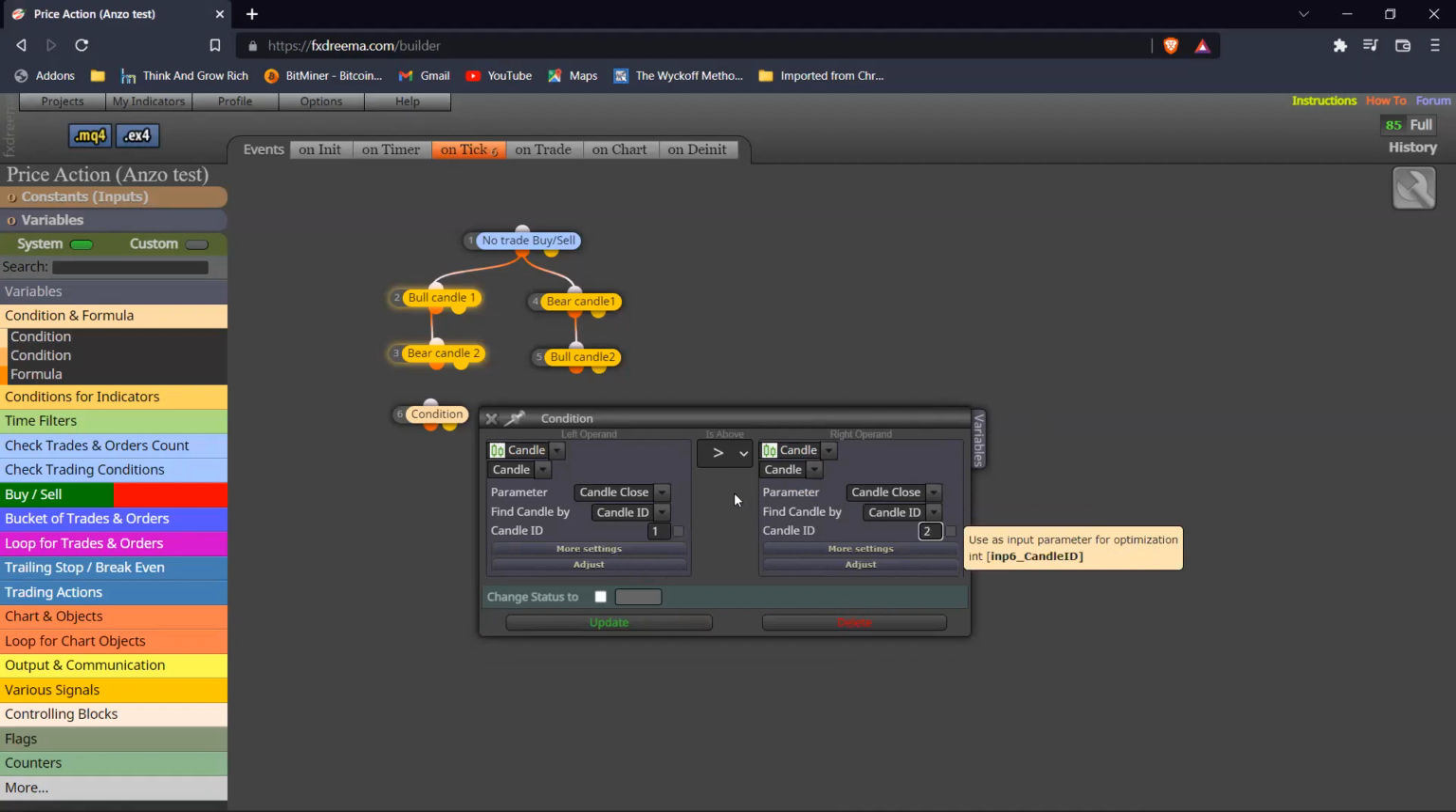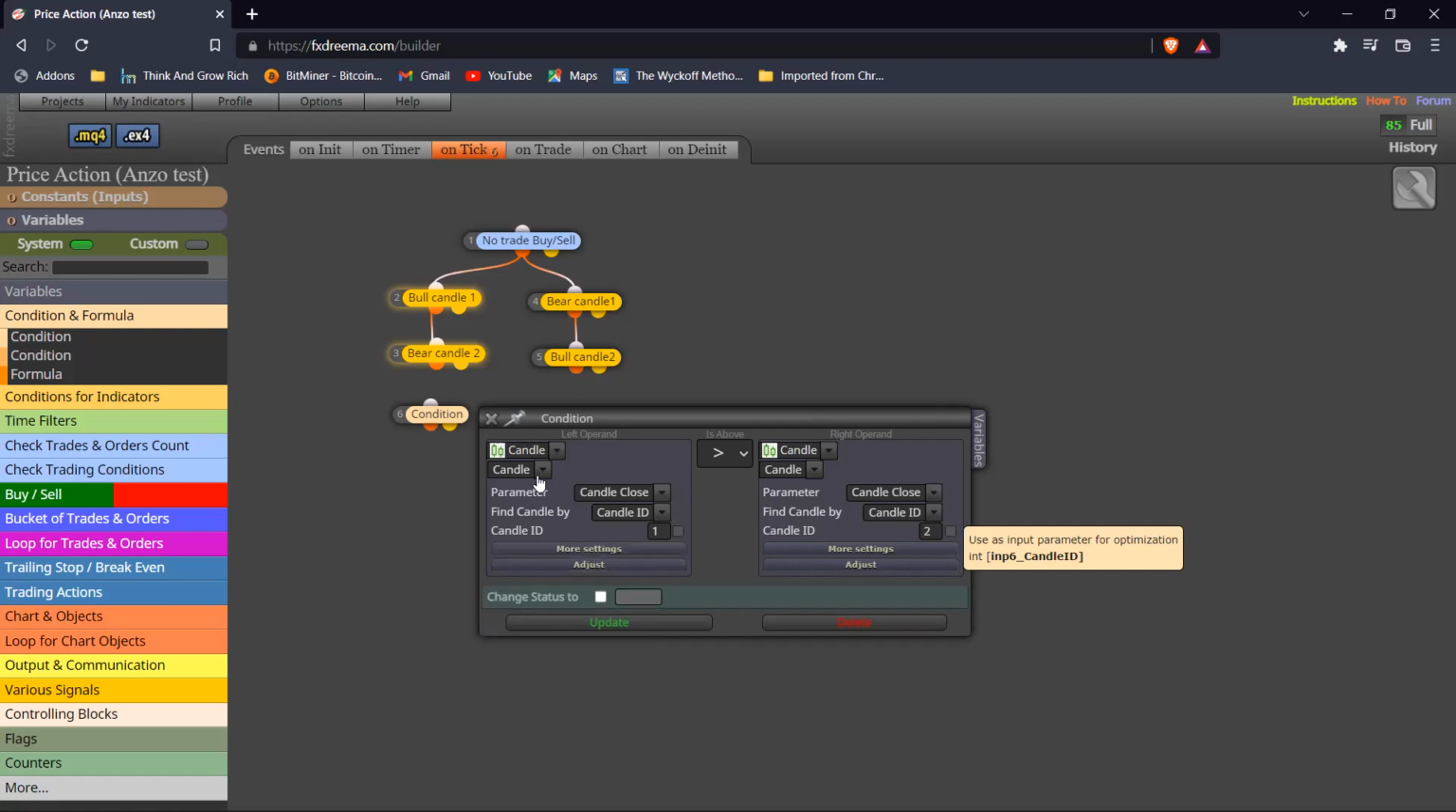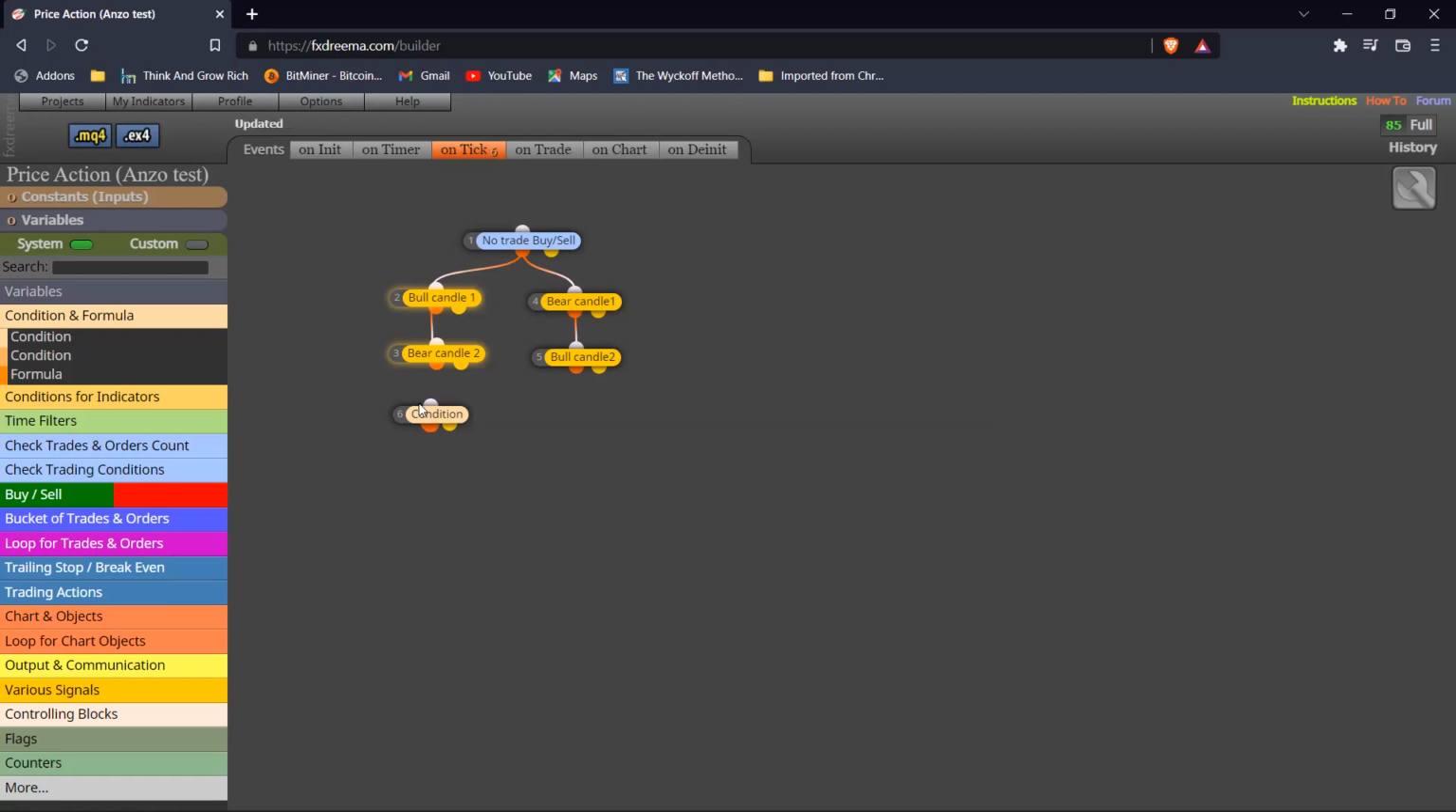Now, we don't need to set any other thing here. It's fine under more settings. We don't need to do anything. And these are the conditions for this side. So we can just right click and rename this. What do we call this now? Call it candle 1 close.